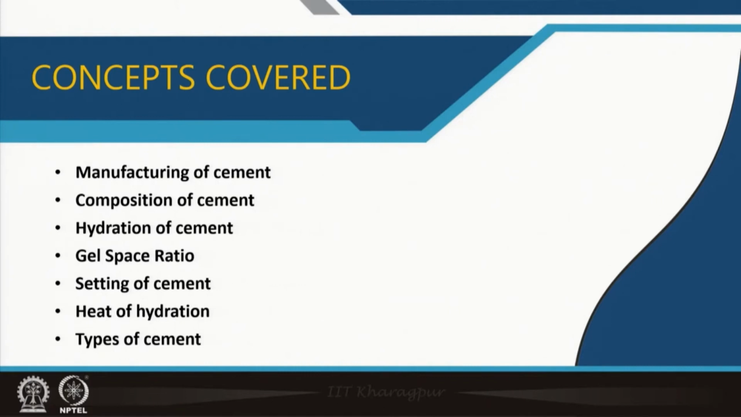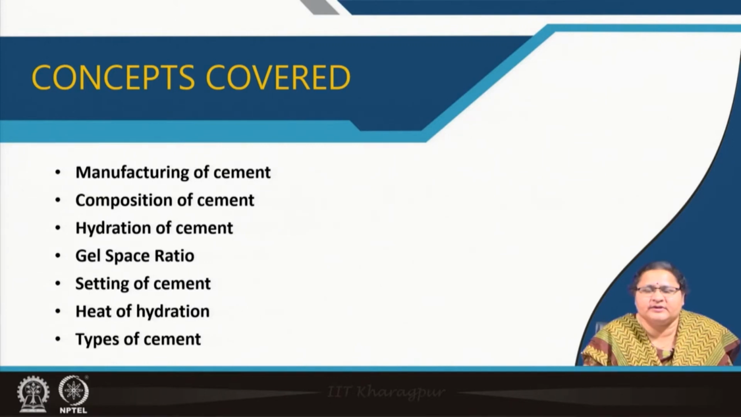and yes, we will try to cover its manufacturing, composition, and then the main part, which is actually giving it the strength, the hydration of cement, the gel space ratio, setting of cement, then the heat of hydration and the different types of cement, which we will try to open you to. Mostly we use the ordinary Portland cement for our general constructions and particularly in our atmospheric condition, that means the temperature and the humidity.